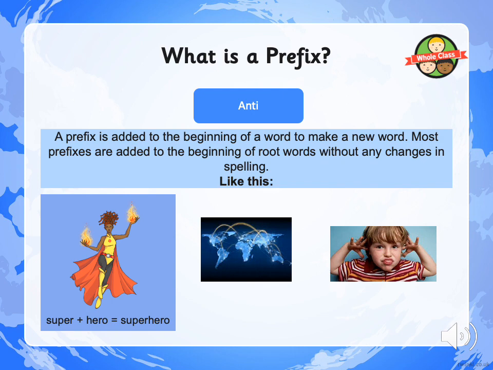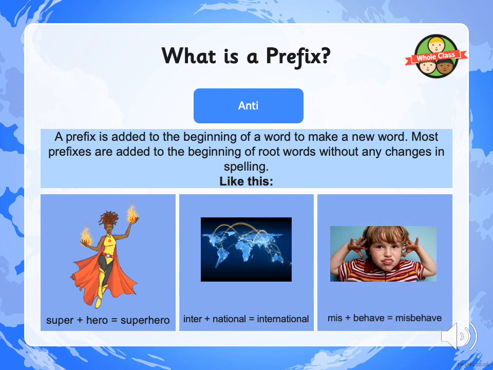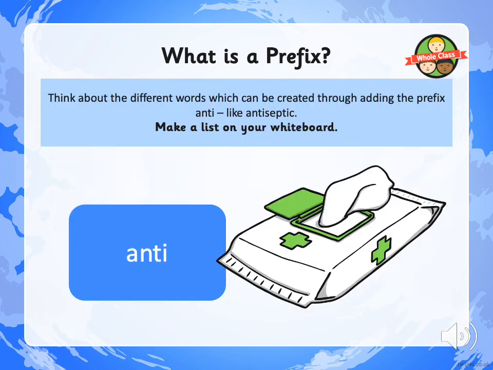The middle word, if we start with the root word national and we add the prefix inter that we learnt 2 weeks ago, we will have the word international. No change to the spelling of the root word again. And finally, if we start with the root word behave and we add the prefix miss, we get misbehave. The opposite meaning of the root word behave. Miss changes the meaning of the root word to its opposite, and we get misbehave, no change to the root word. So let's apply that rule to today's prefix, which is anti.